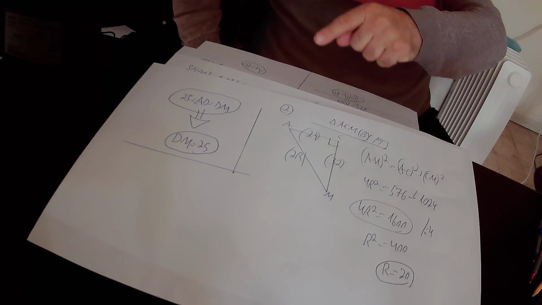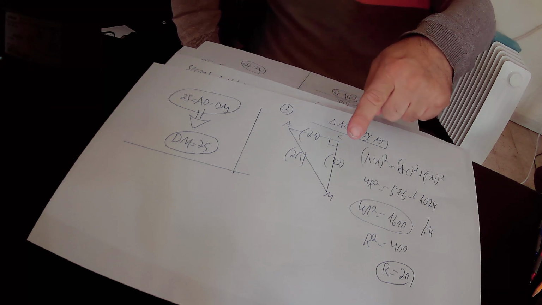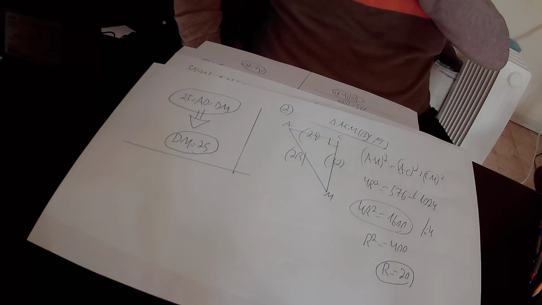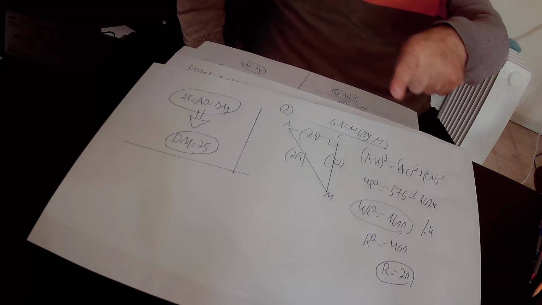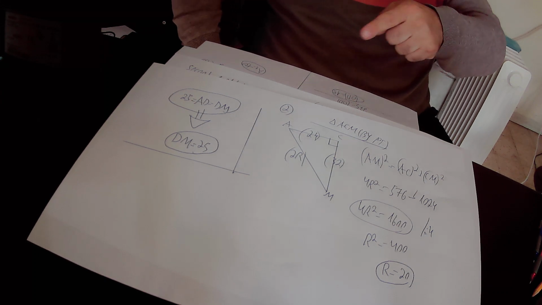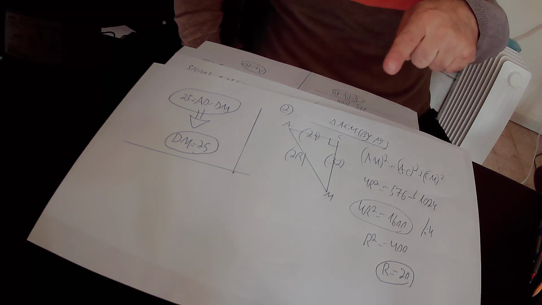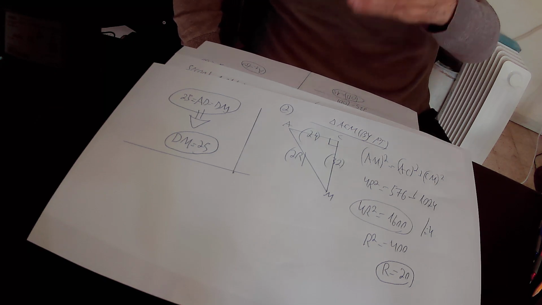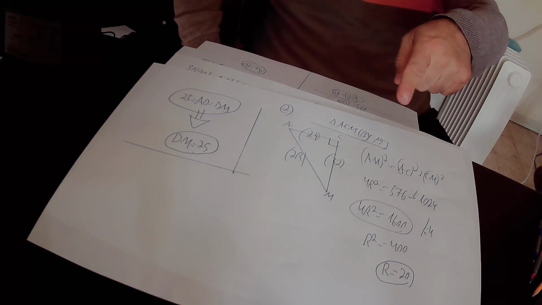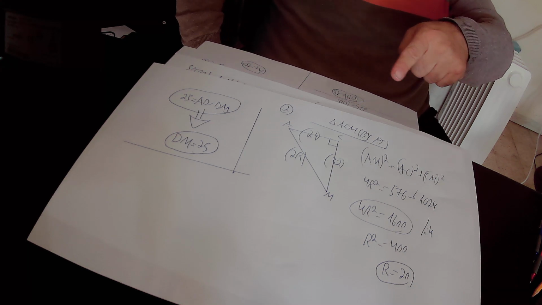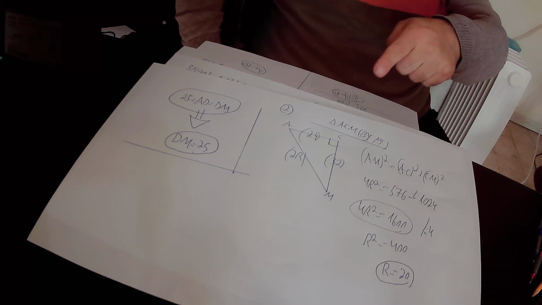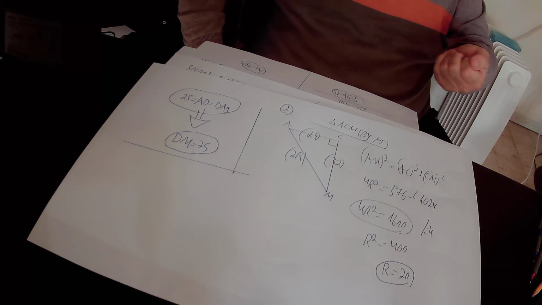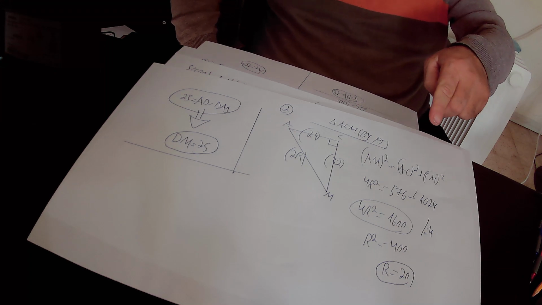AC equals 24, and the hypotenuse AM equals 2R, which is the diameter of the circle. In this right triangle, by the Pythagorean theorem, AM squared equals AC squared plus CM squared. AM is 2R, so AM squared is 4R squared, and it is equal to AC squared. AC is 24, therefore AC squared is 24 squared, that is 576, plus CM squared.